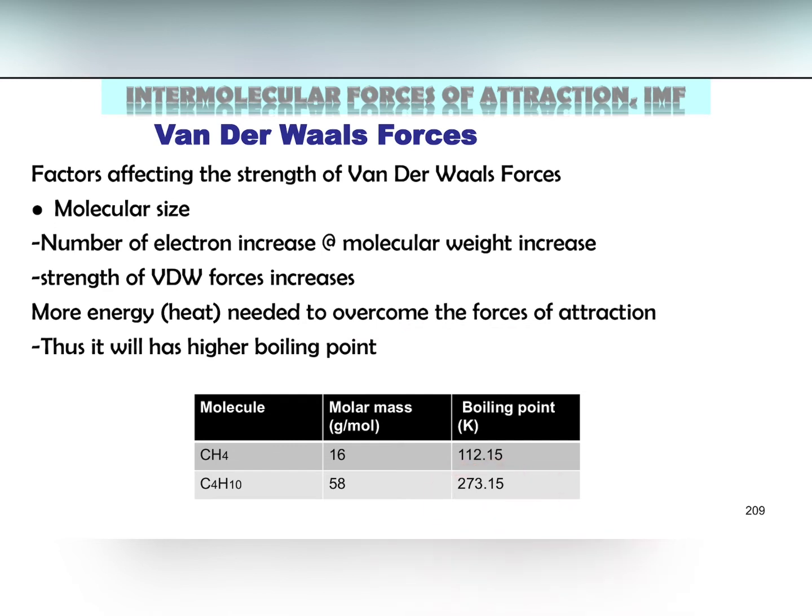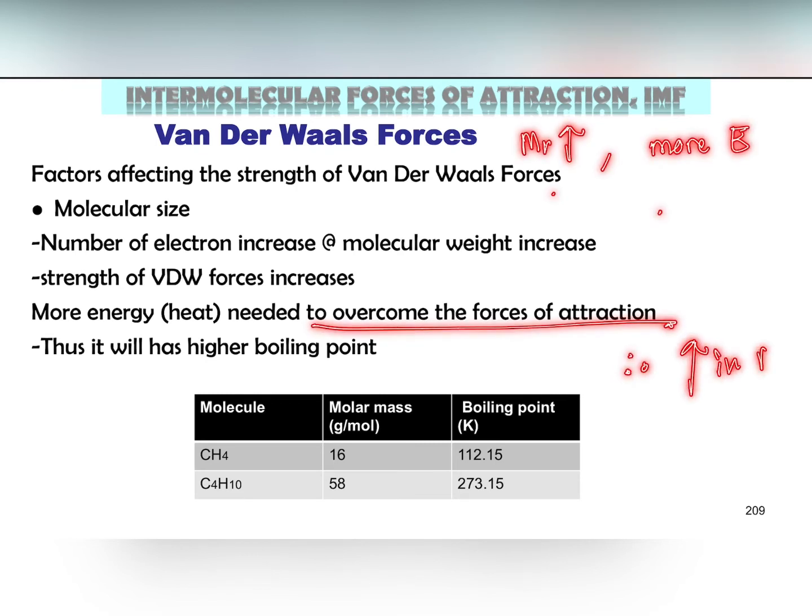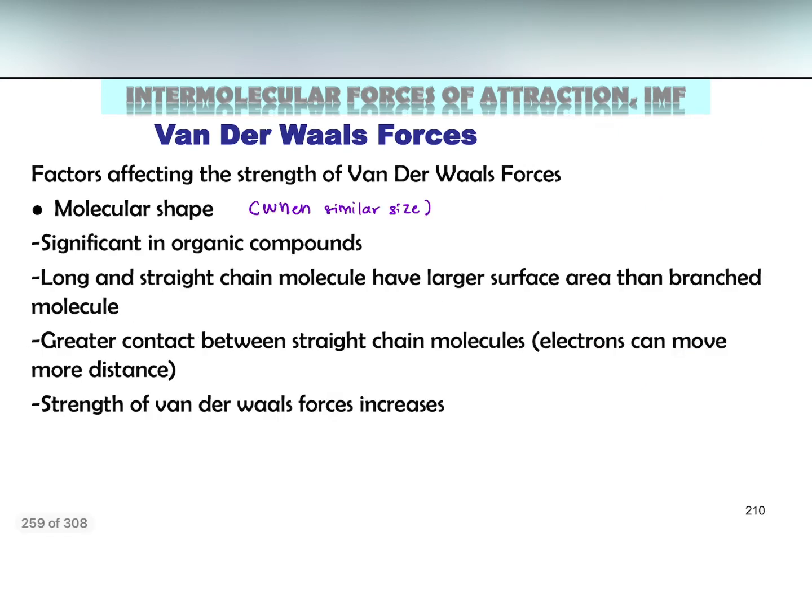Okay, so boleh nampak relationship dia, molar mass dia tinggi. Okay, you need more heat, more energy to overcome the forces of attraction, and that is why it will result in higher boiling point. So next kita tengok molecular shape.